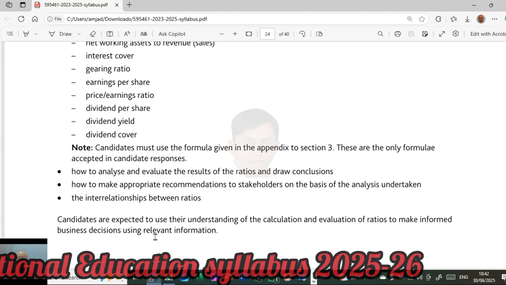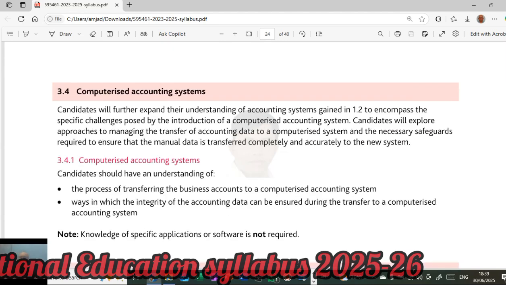Very much keep enjoying. So the next topic, computer accounting systems. Candidates further expand their understanding of accounting systems gained in 1.2. Candidates will explore approaches to managing the transfer of accounting data to a computer system. This is more of a theory: understanding the process of transferring the business accounts to a computerized accounting system, and ways in which the integrity of accounting data can be ensured during the transfer to a computerized accounting system. It is just a theory part, a simple topic, so no questions particularly. You must be knowing this without learning as well.